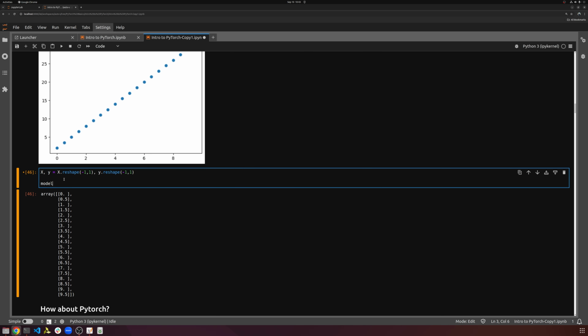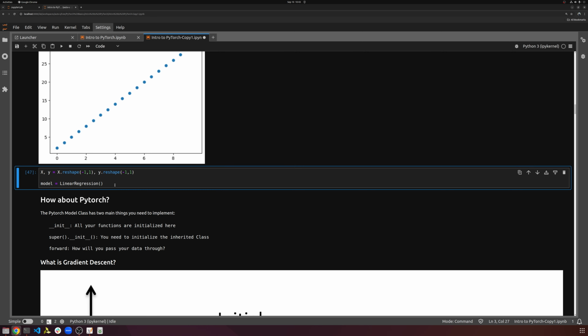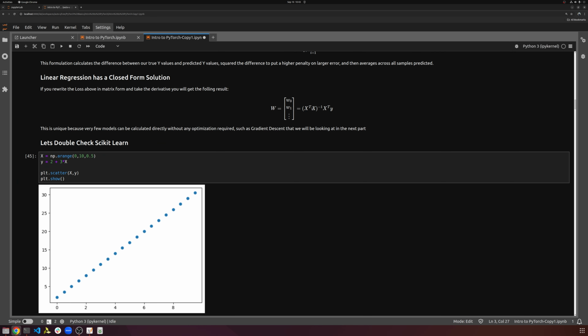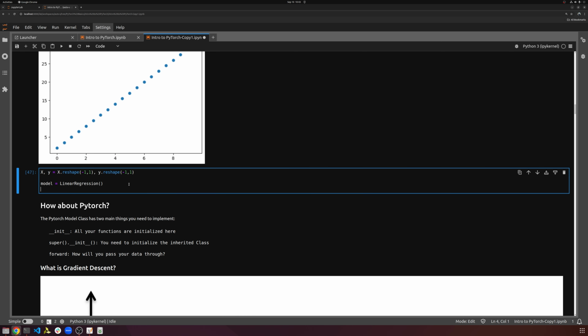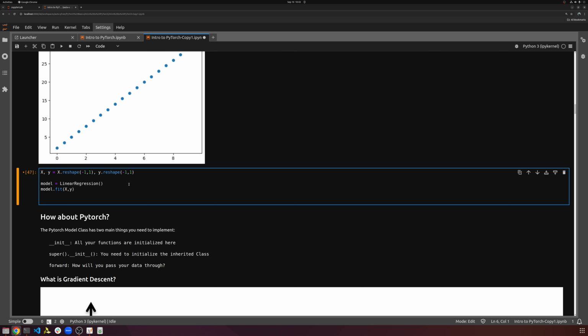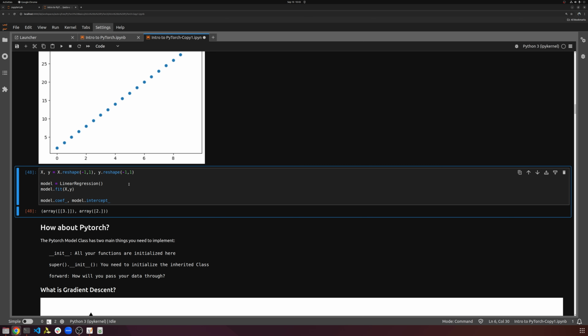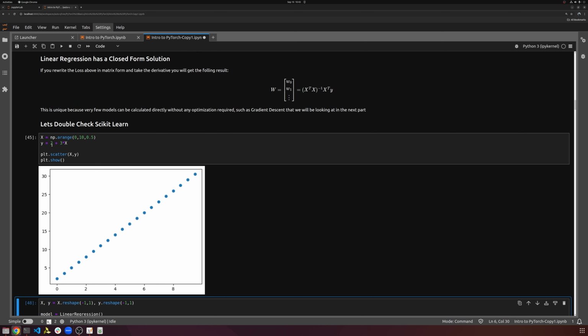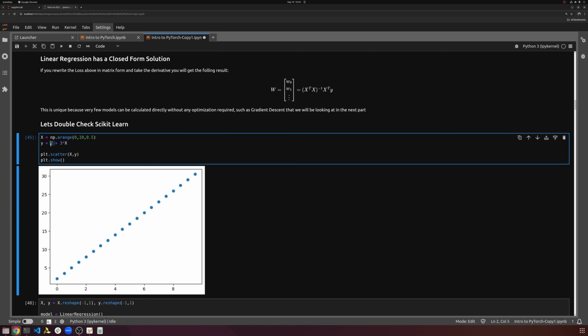And then model is going to be equal to LinearRegression, right? This is the Scikit-Learn linear regression, which I think internally is just using the formula we just derived. So no big deal. And then we can do model.fit(x, y), and then print out the coefficients, model.coef_, and model.intercept_. And we can see, just as expected, our coefficient is 3, intercept is 2, because that's how we built the model.